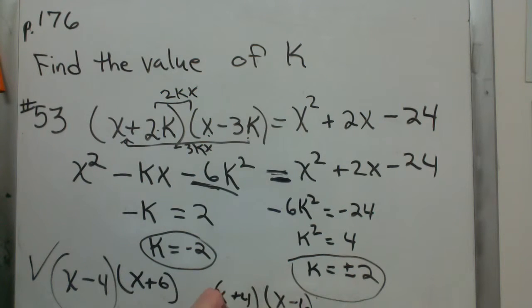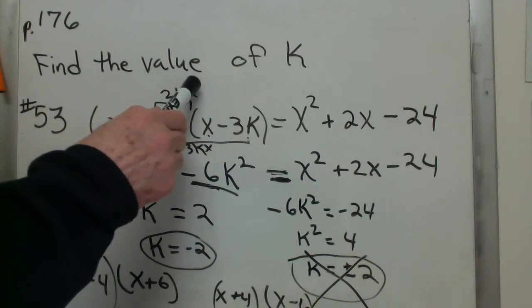I wonder. If I multiply this out, x times x, first term, x squared, do the middle terms, a 4x and a minus 6x, minus 2x. 4 times 6 is minus 24. So the positive 2 doesn't give me exactly the same answer. So I can't use both of those. I can use just the k equals negative 2.